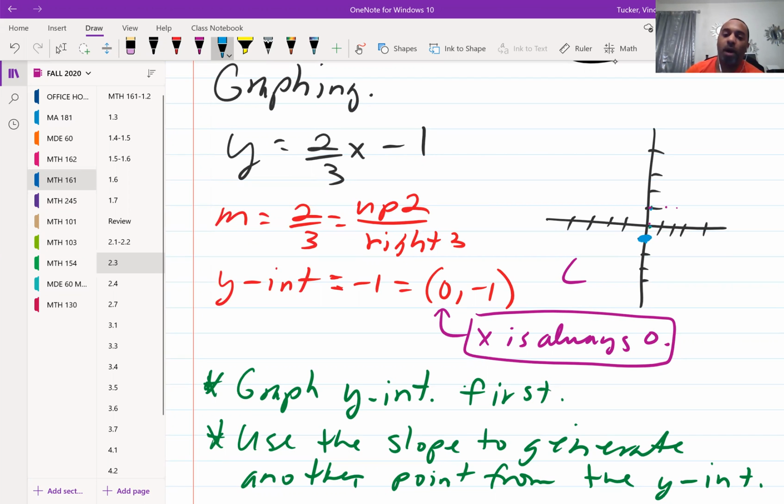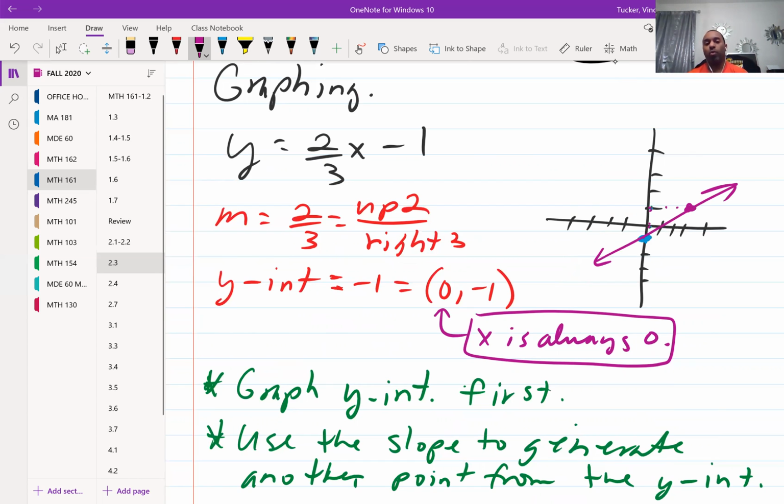Then from that y-intercept, notice we said from the y-intercept, use the slope to generate another point. We're not going to go to the origin. You only go to the origin to graph a point if you have a point. But we have a y-intercept. So what we're going to do is go to the y-intercept and go up 2, right 3. And that will be our line.